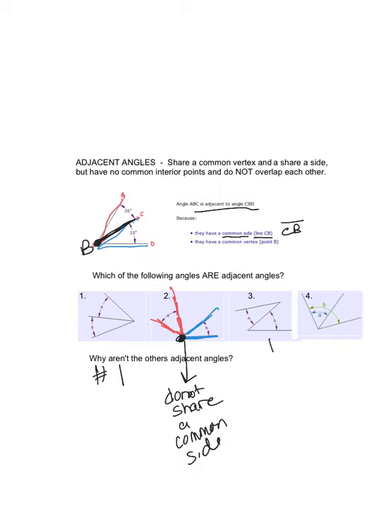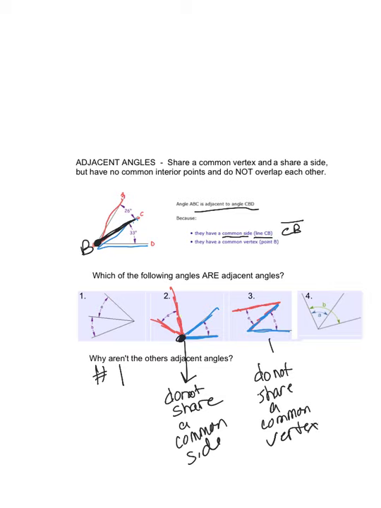Number 3 is not adjacent. Why? Okay, I'm going to highlight each of the angles. They do share a common side, but they do not share a common vertex.